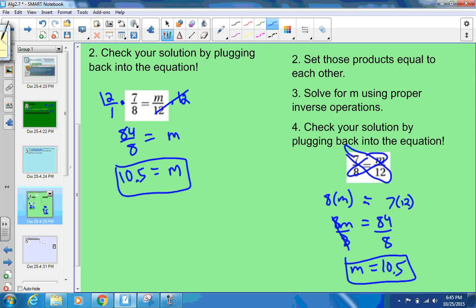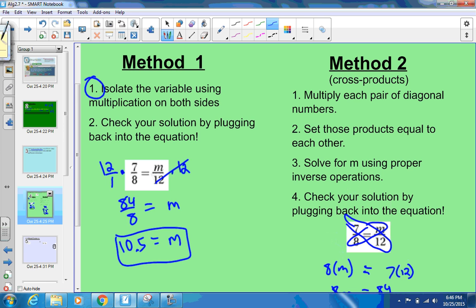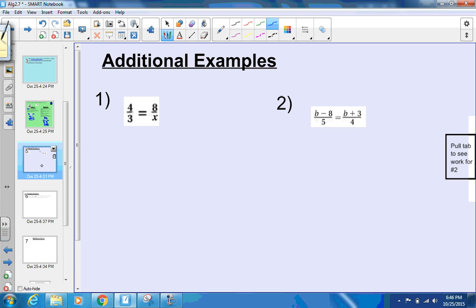Now it does say then to check your solution by plugging it back into the equation or into the proportion. You can trust me on this one; it will work out. The cross products property is the one that I would like you to use most often because it'll always work. So we're going to practice it with a couple more examples here. I would for sure have you try number 2 because that's one of the more challenging ones. Number 1, though, we'll do real quick.